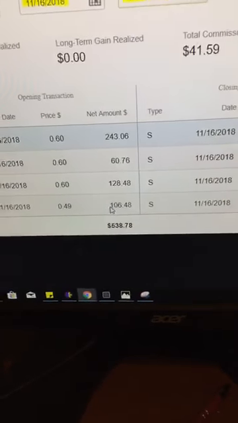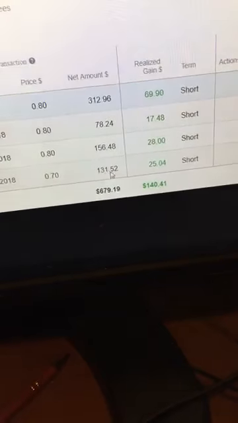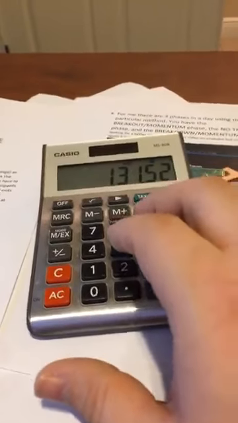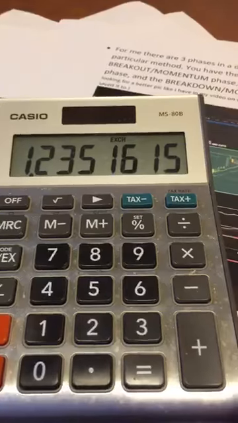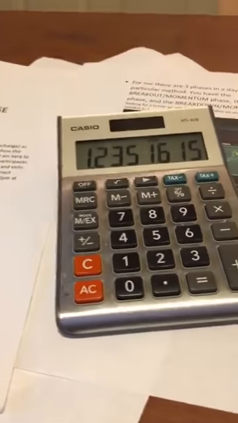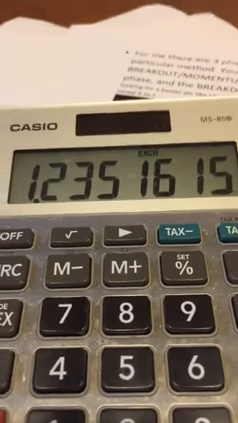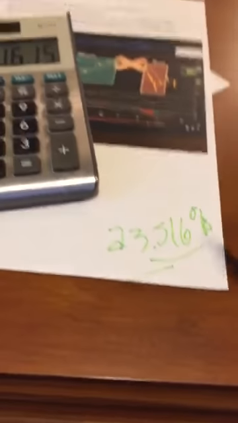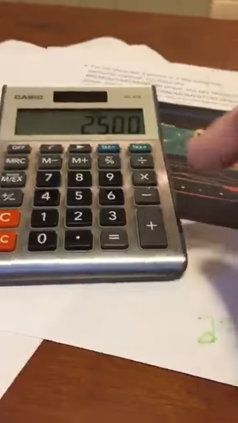So Facebook, he got in for $106, sold it for $131.52. What type of gain is that? You can't get any smaller than that. 131.52, divide that by 106.48. So he made a 23.516% gain on that trade. So guys, this trade right here made 23.516%. Okay? So let's just say you have a $2,500 account.